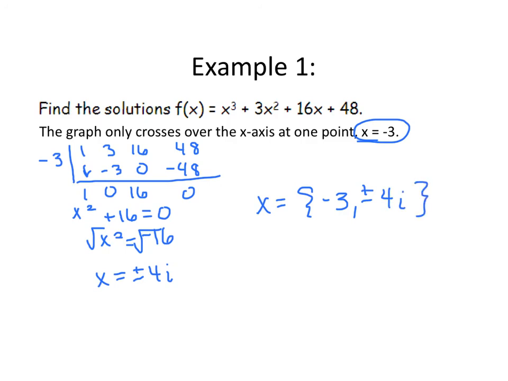I knew that there were two imaginary solutions because the graph only touched the x-axis one time, and if you look up here, we know that there are 3 solutions. So now I have 1, 2, 3.